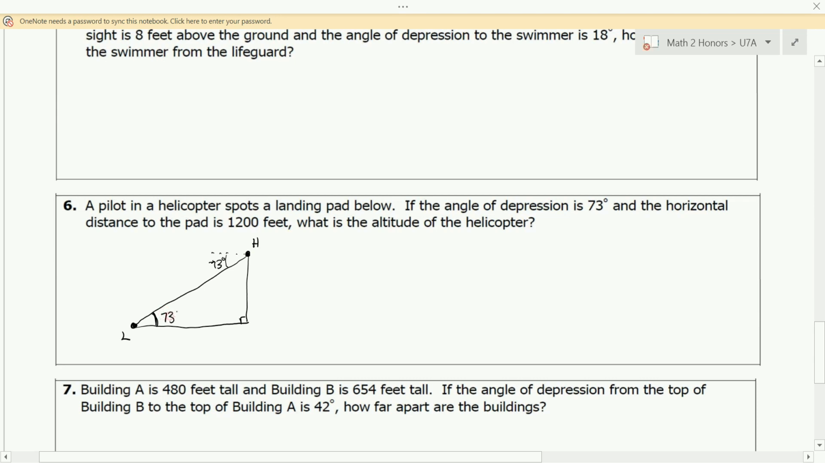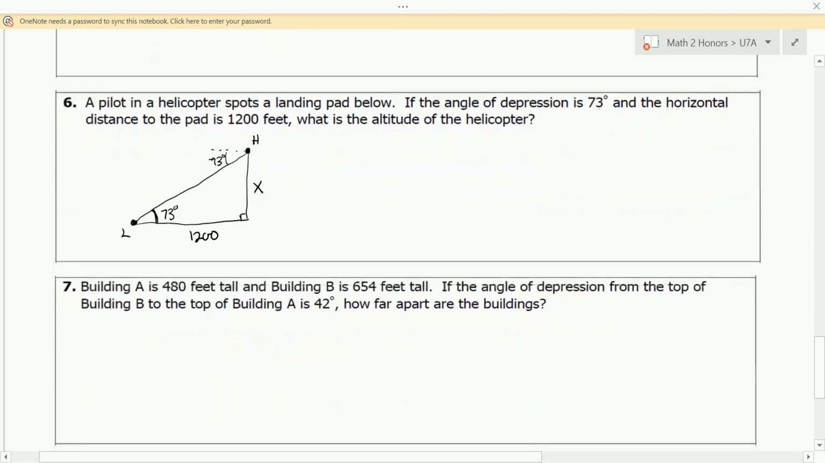So the base angle side. The horizontal distance, there we go. That I was telling you, horizontal distance, that is right in here, is 1,200 feet. And what's the altitude? That's your vertical distance. And so that's where x would go. So if you have that, then you're on the right track and you get to a right answer. Number 7's a little more confusing. Try it out. See what you can do.